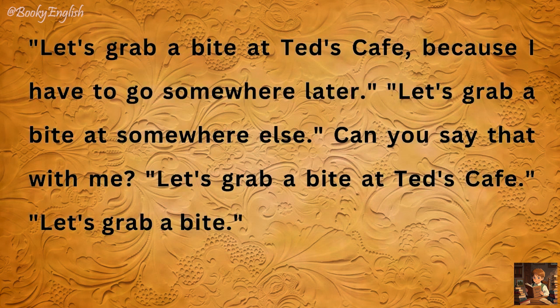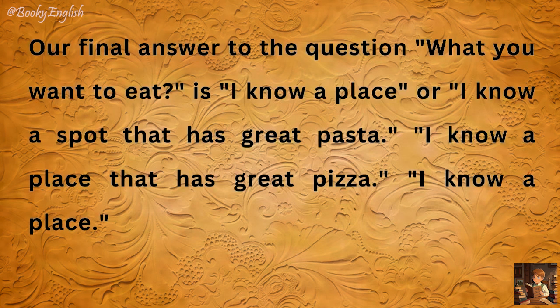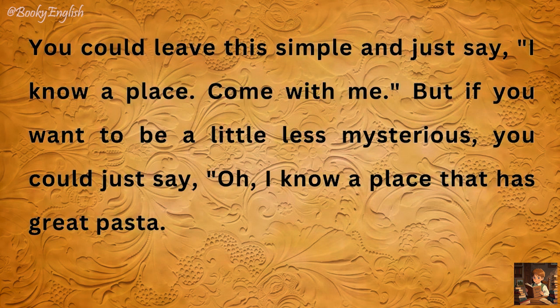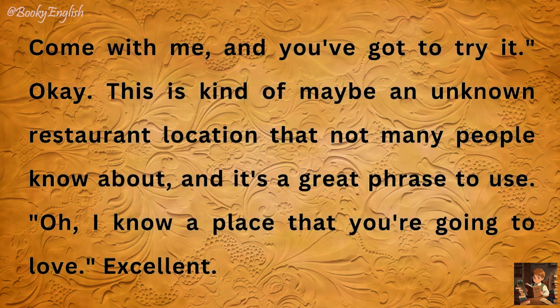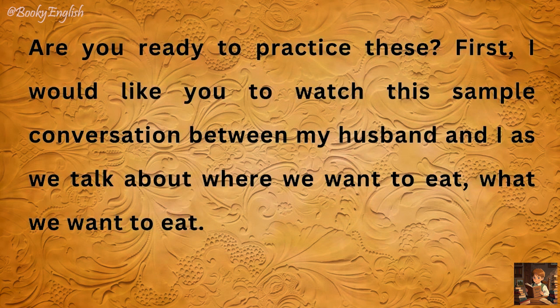Let's grab a bite. Our final answer to the question, what do you want to eat, is, I know a place, or I know a spot that has great pasta. I know a place that has great pizza. You could leave this simple and just say, I know a place. Come with me. But if you want to be a little less mysterious, you could say, oh, I know a place that has great pasta. Come with me, and you've got to try it. This is maybe an unknown restaurant location that not many people know about, and it's a great phrase to use. Oh, I know a place that you're going to love. Excellent. Are you ready to practice these?